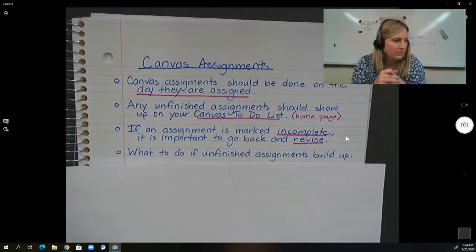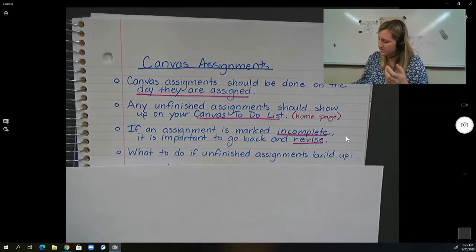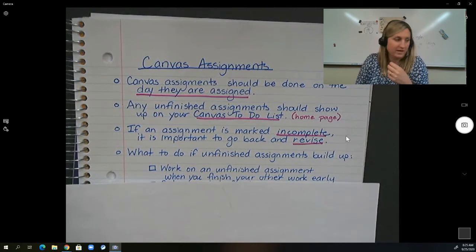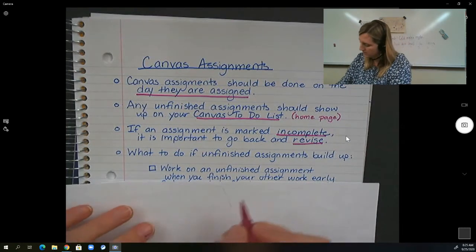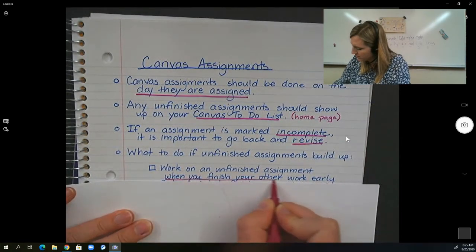Now, here's what I want to talk about for what you do if your unfinished assignments start to build up. Okay? If that happens, there's a couple of options. You don't need to do all of these things. Just think through what works for you. The first thing that you could do, and what I would recommend, is that you would work on any unfinished assignments when you finish your other work early. So I'm going to underline when you finish your other work early.